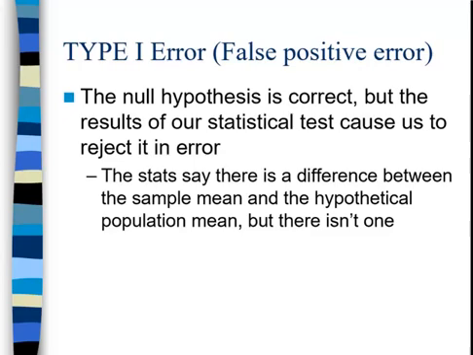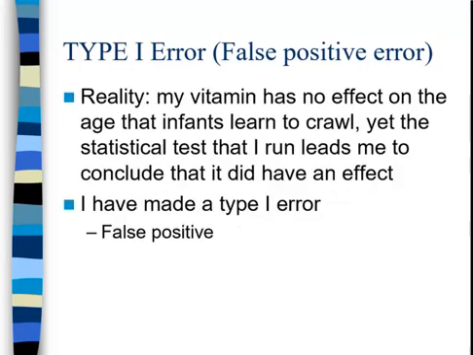So in other words, the statistical test says there's a difference between the sample mean and the hypothetical population mean, but in reality, there isn't one. So let's use our baby crawling data as an example here. The reality is that my vitamin has no effect on the age that infants learn to crawl. Yet when I ran my statistical test, it actually led me to conclude that it did have an effect. So I've made a type 1 error here. I've committed a false positive error.